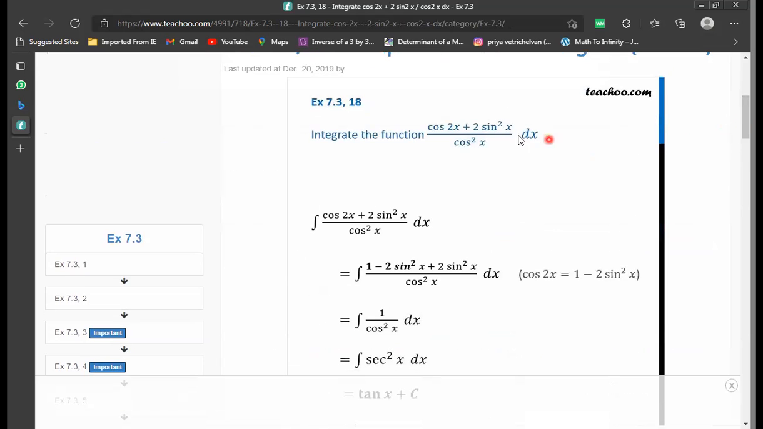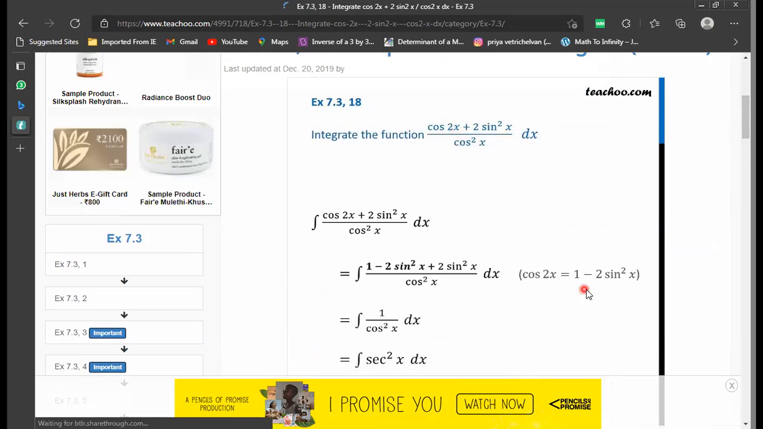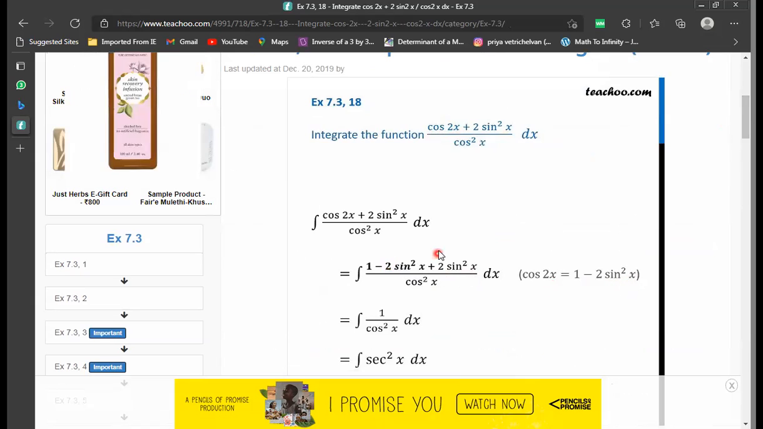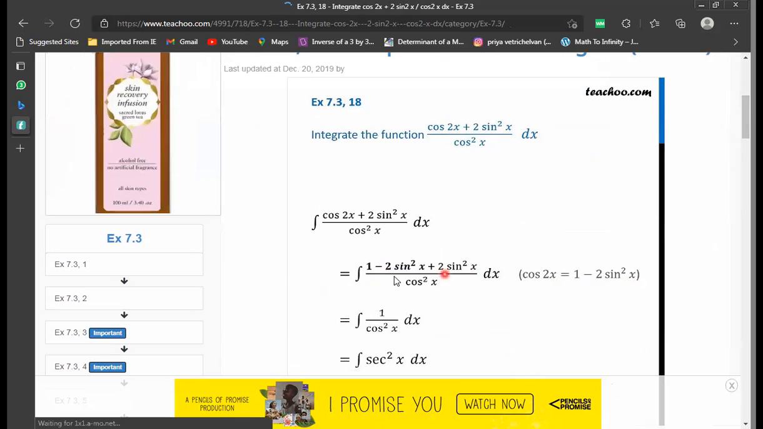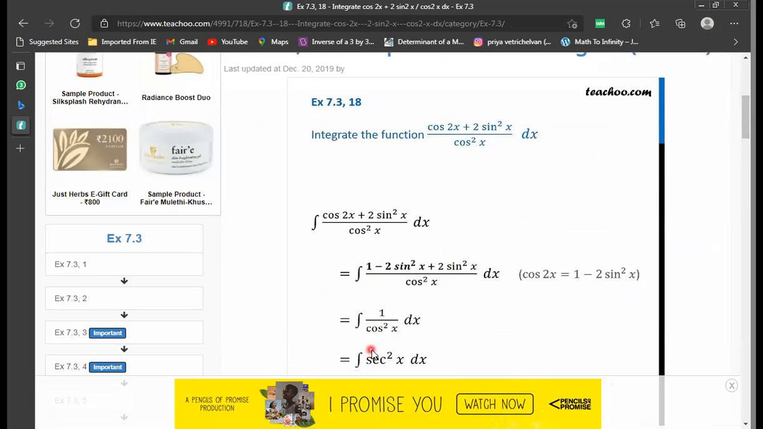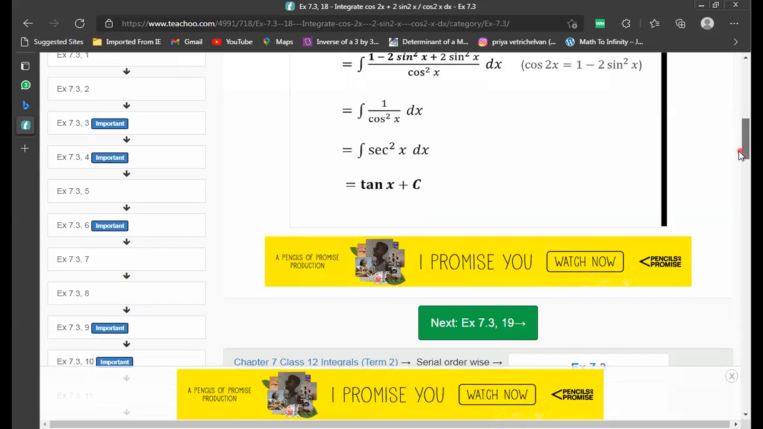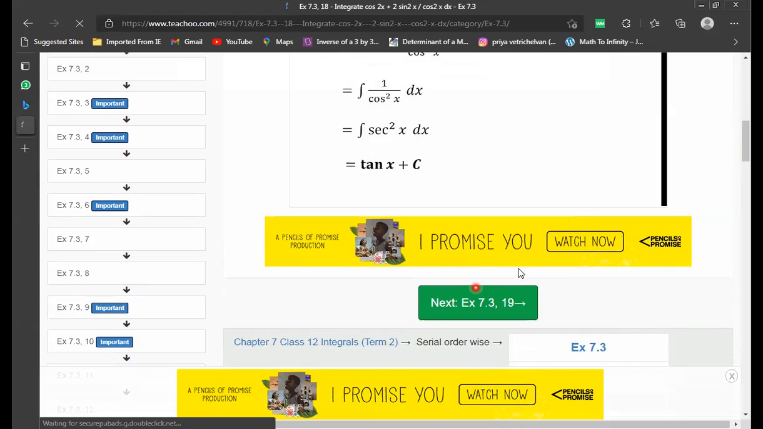So in this question, we are just expressing cos 2 theta as 1 minus 2 sin square theta. After that, the negative 2 sin square x and plus 2 sin square x get cancelled. 1 upon cos square x can be written as secant square x. You know how to integrate secant square, which is tan x. That's it.